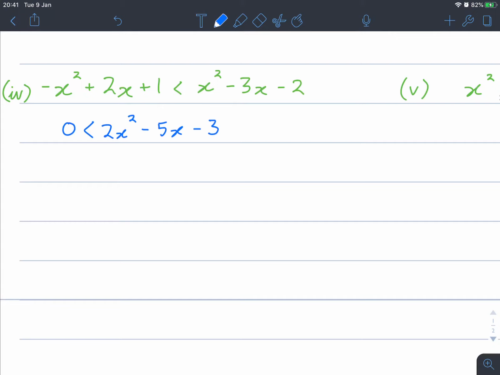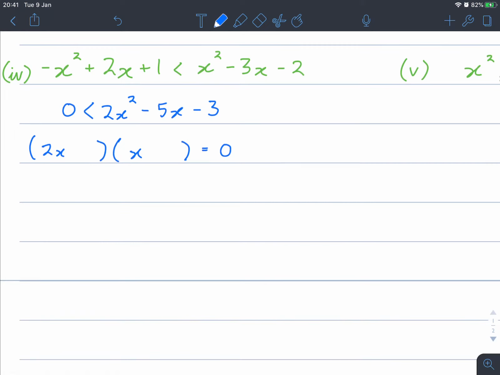Factoring this equation, we can get 2x and x is equal to 0. So we need to test some values here. So let's test 3 and 1. They'll give us, yep, there we go. If you get positive 1, because 2 times -3 is -6, plus 1 is -5x. So this will give us the solutions 2x plus 1 equals 0, x equals -1/2, and x equals +3.